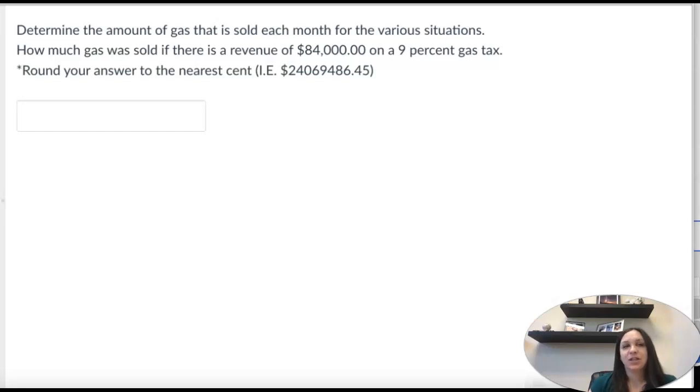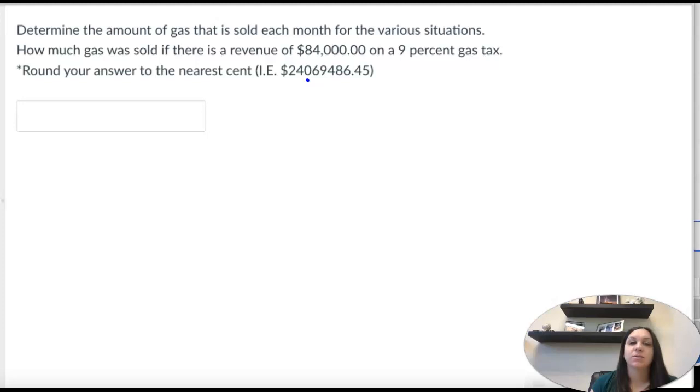So this section is kind of split into two. We're going to talk about gas tax and then tax forms. So this first question: determine the amount of gas that is sold each month for the various situations. How much gas was sold if there is a revenue of $84,000 and a 9% gas tax? And round your answer to the nearest cent.